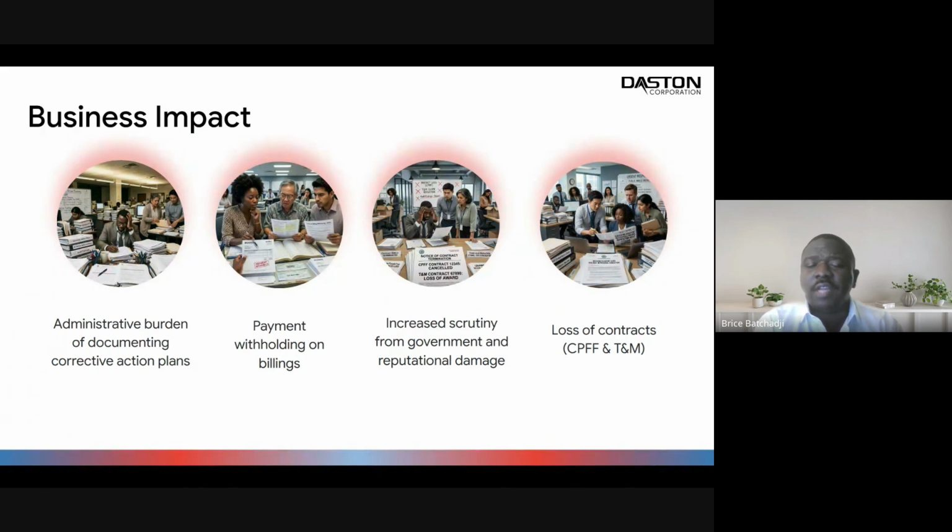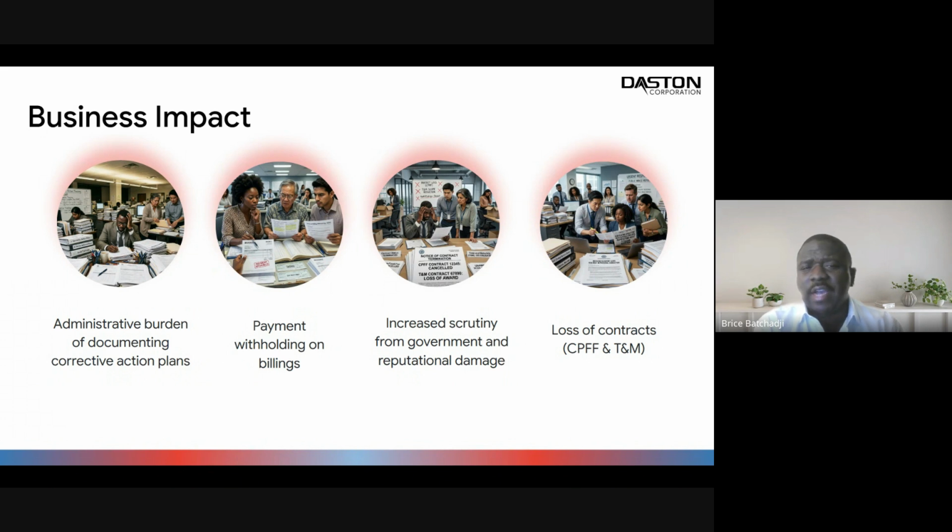The number one is really just the administrative burden of documenting corrective action plans. Secondly, payment withholds. So if you have a lot of findings resulting from your accounting system audit, the government can actually decide to withhold payments on your invoices. And thirdly, is really just reputational damage. I think this one is one of those that's sort of unspoken, but if there tend to be a lot of findings, a lot of questioned costs resulting from the data that's coming from the system, then there sort of start being trust issues, right?